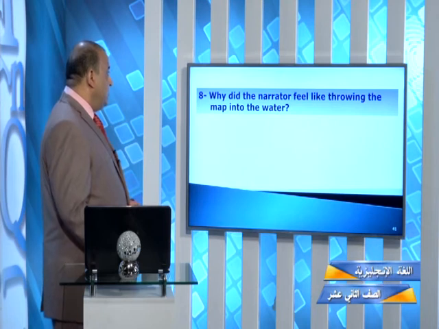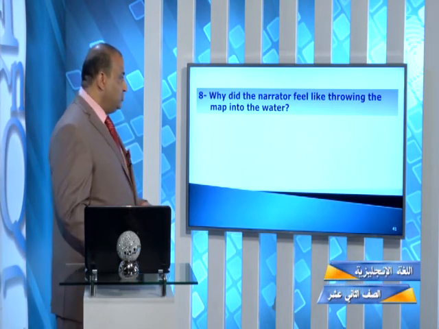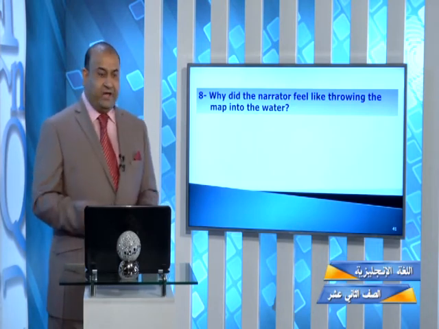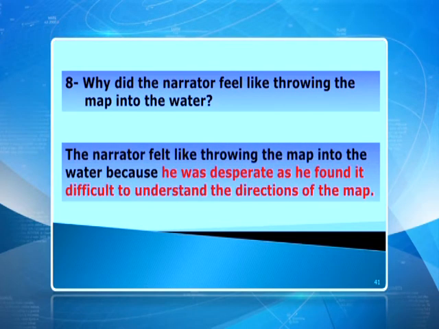Question number 8. Why did the narrator feel like throwing the map into the water? Which means he wanted to throw the map to get rid of the map. Why? According to the events that took place in the passage, the narrator felt like throwing the map into the water because he was desperate, as he found it difficult to understand the directions of the map.